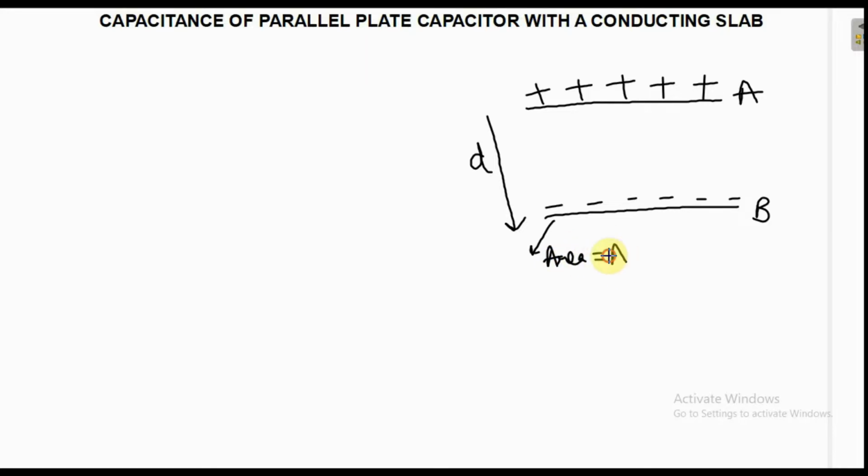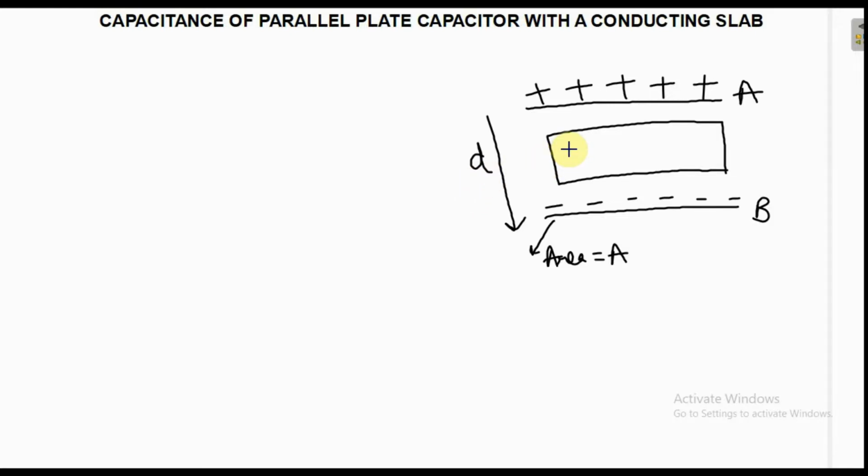So now what we will do is insert a conducting slab between the two plates of the capacitor. So this is your conducting slab, which conducts electricity. So what will happen? Which changes will occur due to this conducting slab?